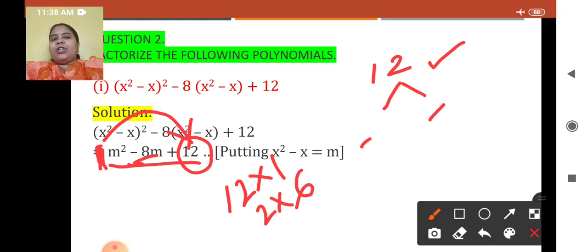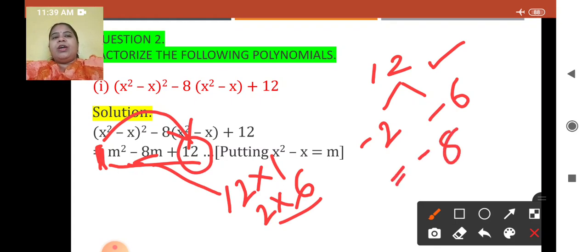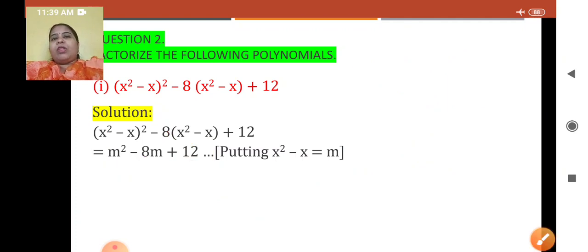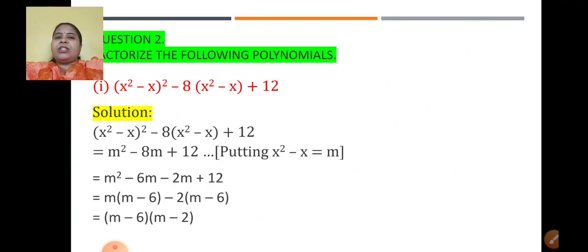I'll stop here only. Just see, 2 and 6. 2 plus 6 is giving me 8. So what should be the possible factors? Minus 2 and minus 6. Just check, minus 2 minus 6, both are negative. You will get the answer as minus 8, which is nothing but the middle term. And when you multiply this, minus 2 into minus 6, minus minus will become plus, and 2 6s are 12. You are getting the product as well as the sum. So I hope you have understood how we are getting the factors. Minus 8m can be written as minus 6m minus 2m, that is, the middle term can be split.